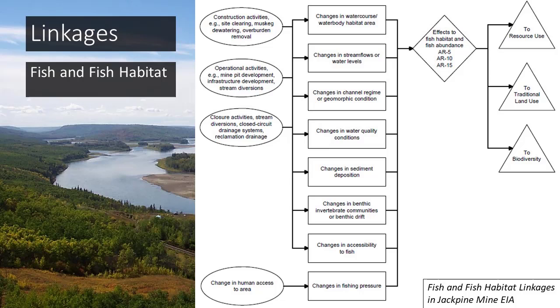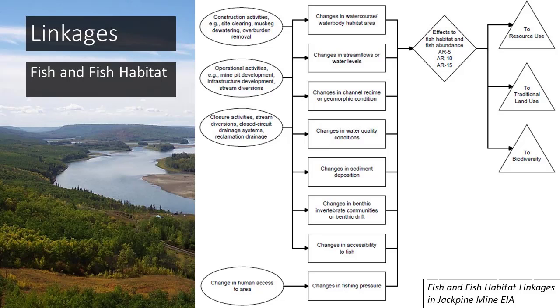Okay, this I think is the last one. It's fish and fish habitat. Kind of the same story. It's going to look at all of the different effects. Pit development, closure activities, stream diversions, construction, clearing, muskeg dewatering. All of these things have some potential impact on fish. These are all the different environmental changes that can go on to actually affect the fish themselves. So this is the DCs for fish.